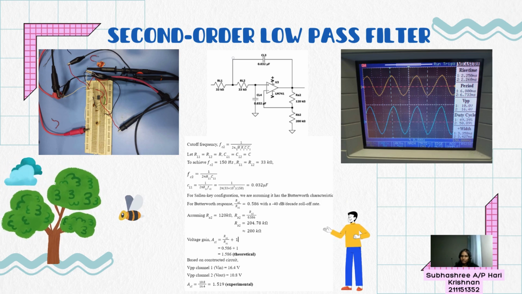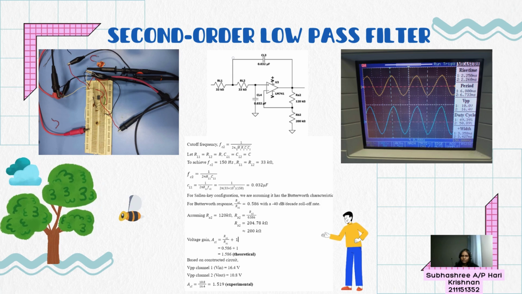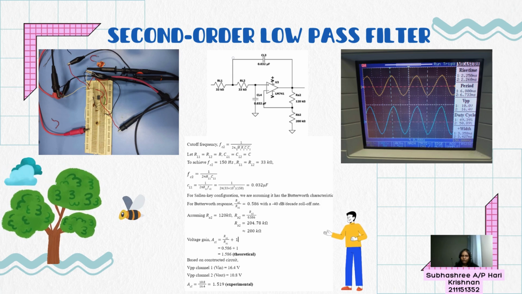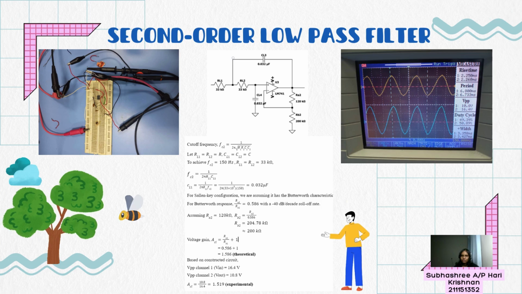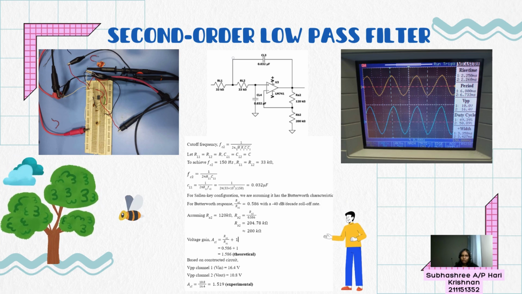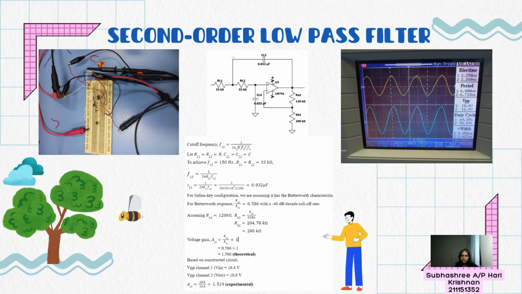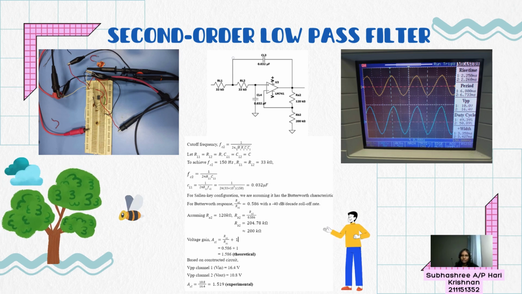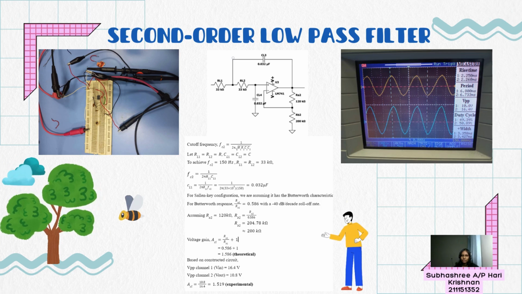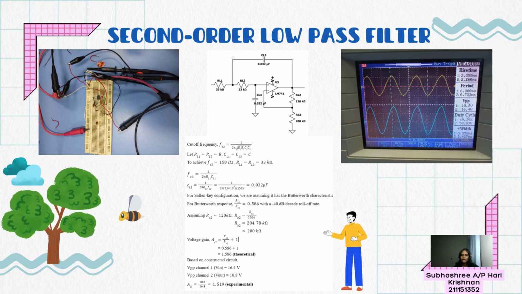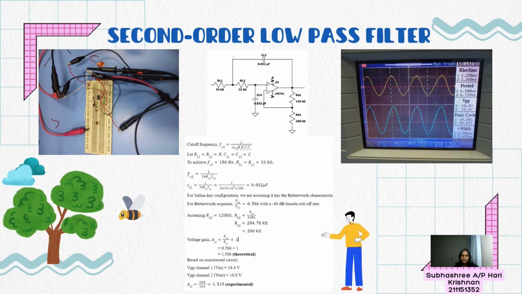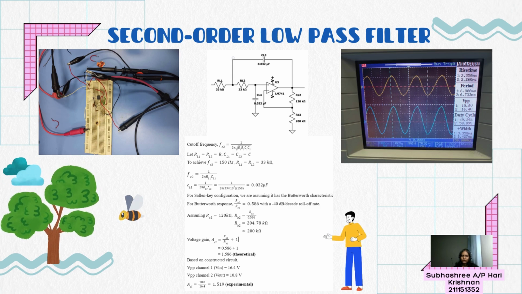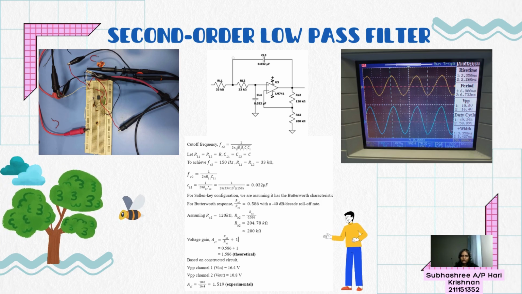Therefore, as we can see, the experimental gain of 1.519 is very close to the theoretical gain of 1.586. This demonstrates the effectiveness of the design process for the second-order low-pass filter. Even though there may be slight variations due to unexpected circumstances, the filter performs as we expected.